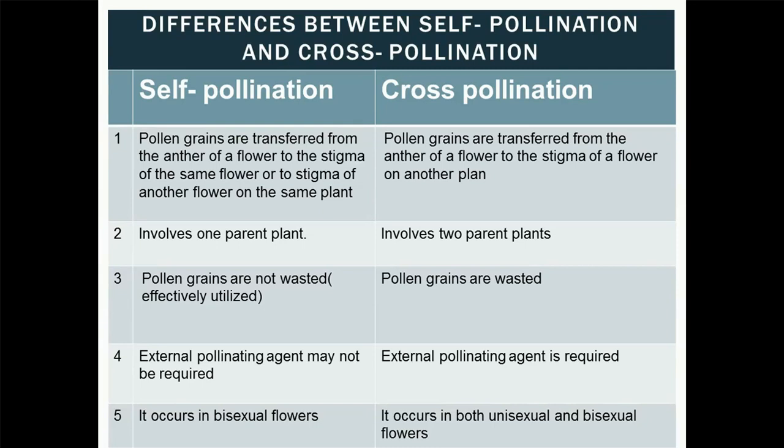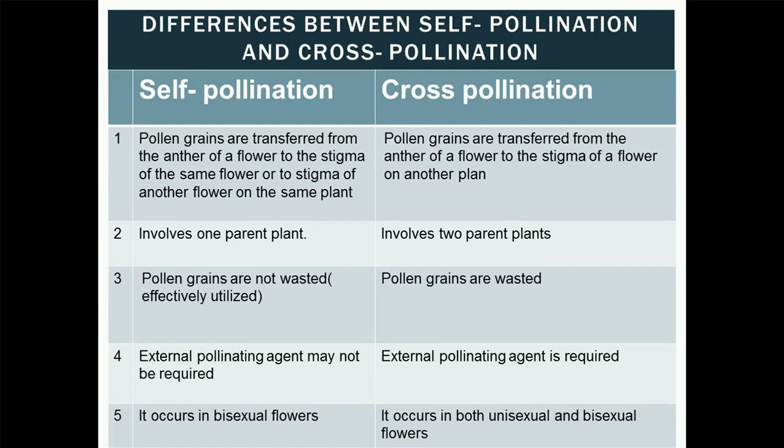Number three, pollen grains are not wasted at all. We discussed that under advantages and disadvantages. Then in cross-pollination, pollen grains are wasted. Yeah, most of them are produced and then just do not get pollinated. Number four, external pollinating agents may not be required. Why? Under cross-pollination, external pollinating agents are a requirement, so they are very, very highly required.